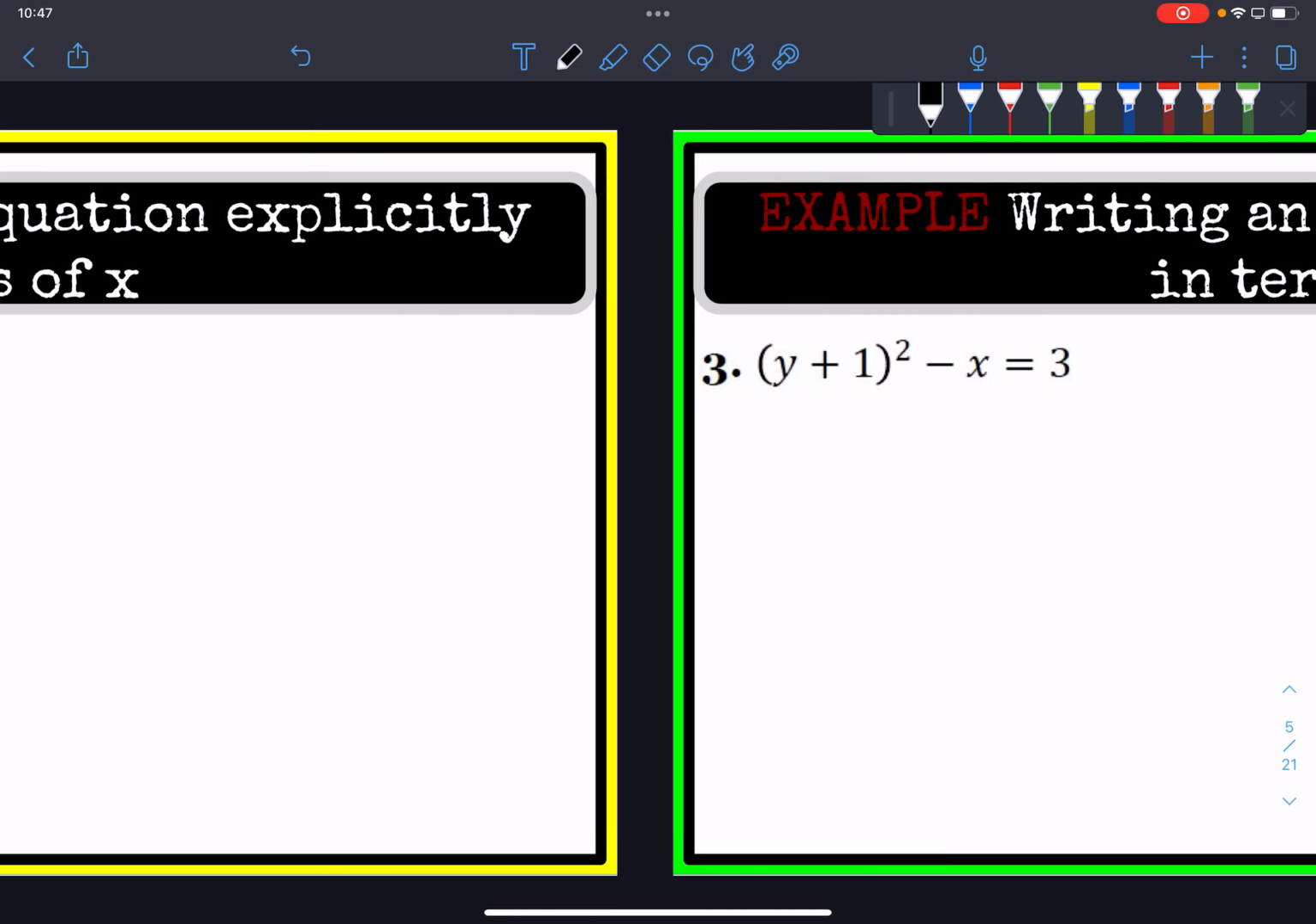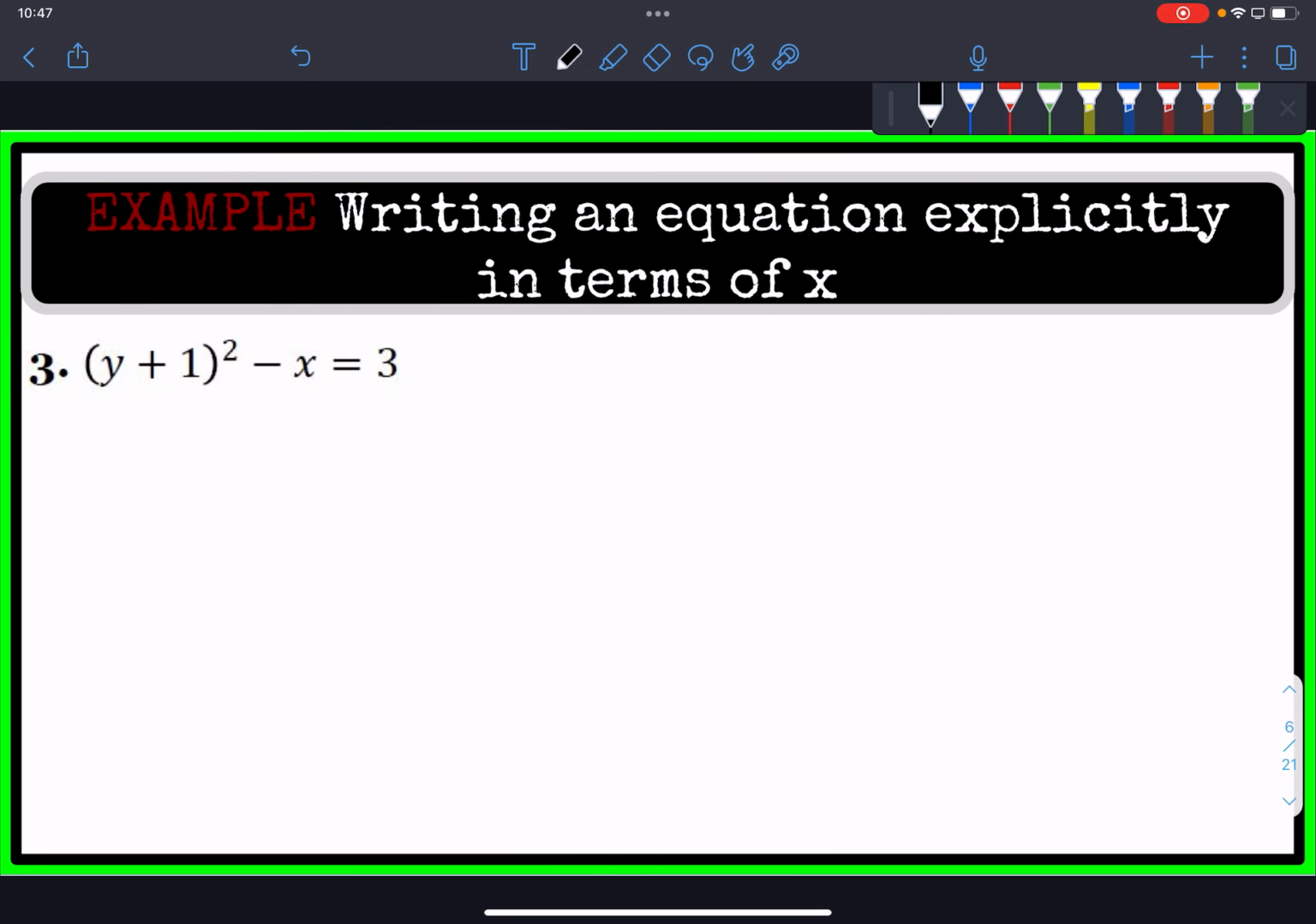For my third example, I have not a circle, but I still have a situation where my y term is being squared. Notice that all of this is being squared. So I'll start again first by moving the x to the other side, and y plus 1 squared is equal to 3 plus x. Now here I want to move the 1 to the other side. I want to subtract that 1 from both sides, but I can't do that because it's being grouped with the y because of the square. So to get rid of that, I'm going to take the square root.